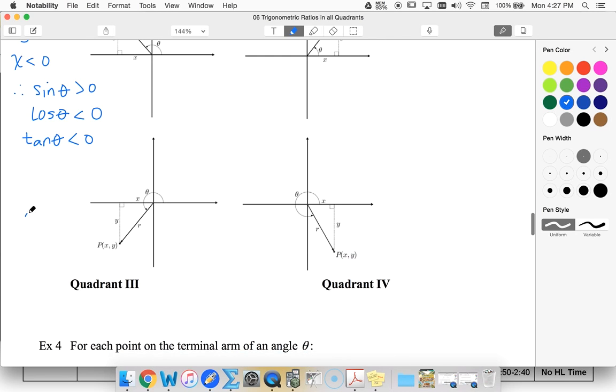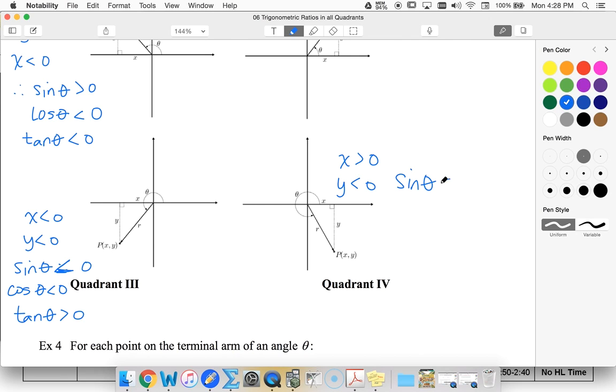Quadrant 3, your x values are negative and your y values are negative. Therefore, sine is going to be negative. Sine is less than 0. Cosine will also be negative, but your tangent is going to be positive because negative divided by negative is positive. In quadrant 4, we have that x values are positive, y values are negative. So sine is negative, cosine is positive, tangent is negative.